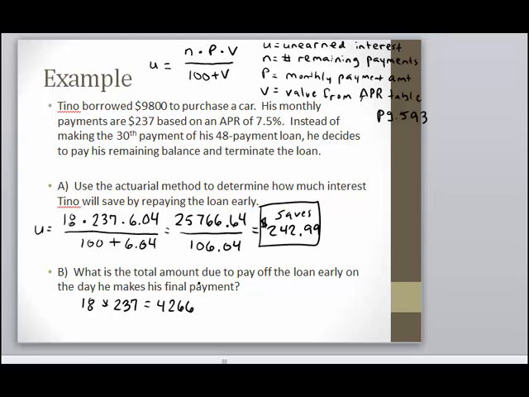for principal. Now keep in mind that as he pays this off early, he's going to have a savings in his interest. So I'm going to subtract the $242.99. This is his savings in interest.